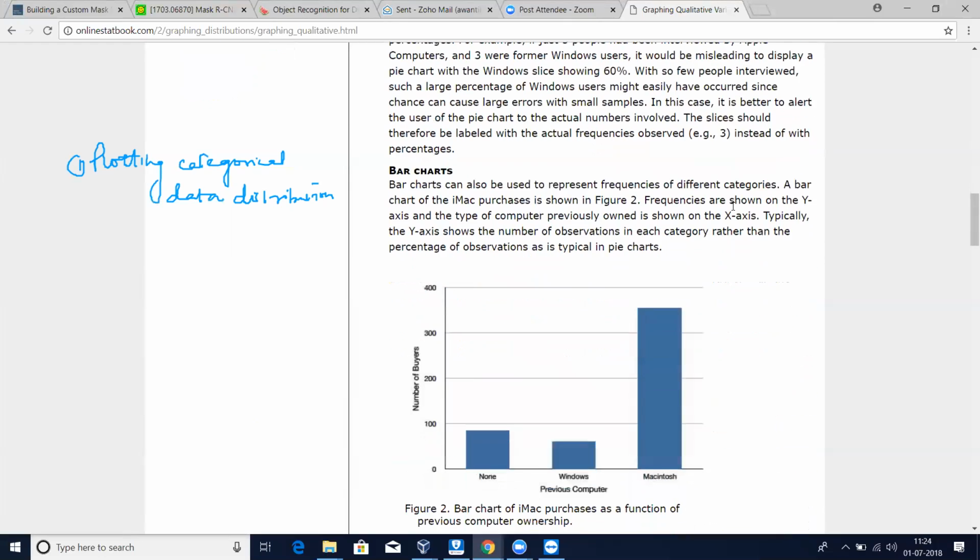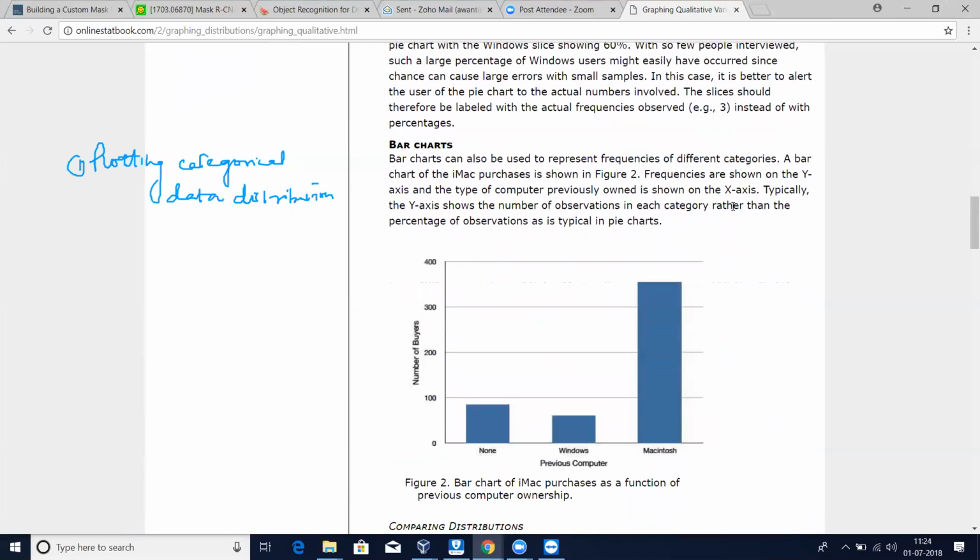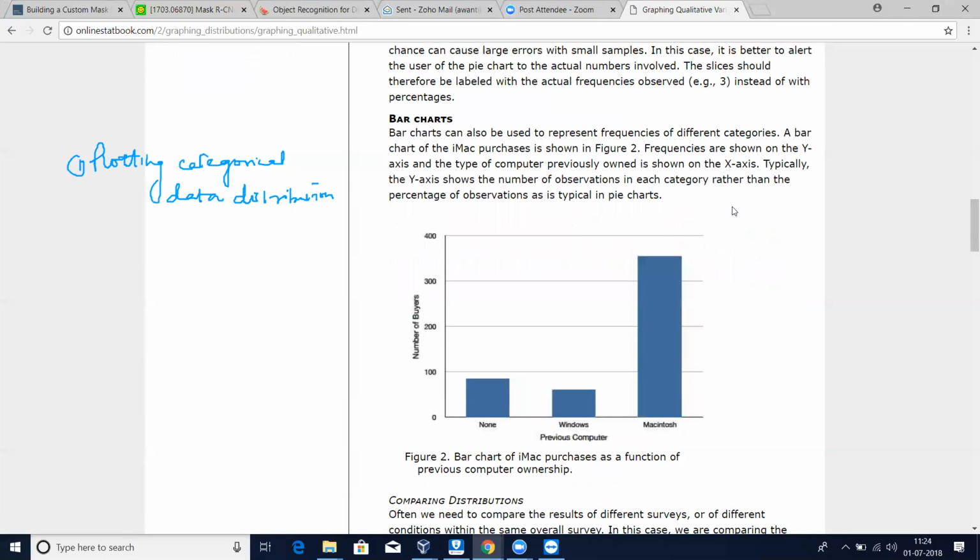Okay, so a bar chart also gives you the same sort of distribution, like the number of buyers you get. It's basically showing you frequency distribution here. Probability distribution, pie chart; frequency distribution, this guy.